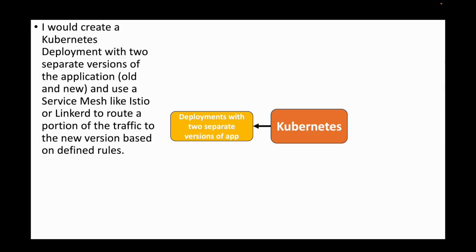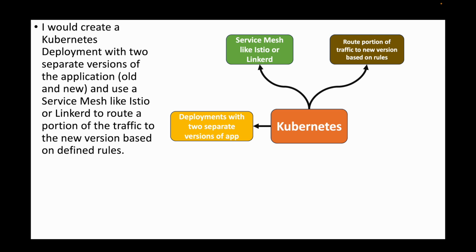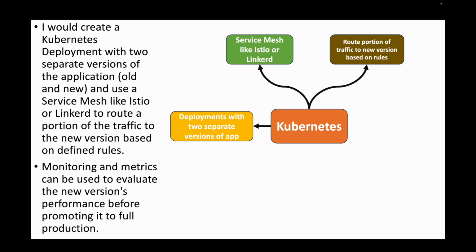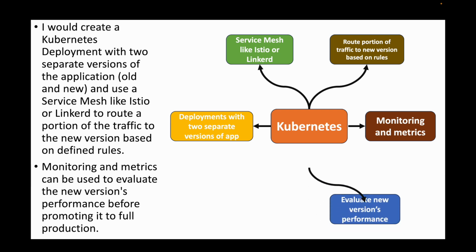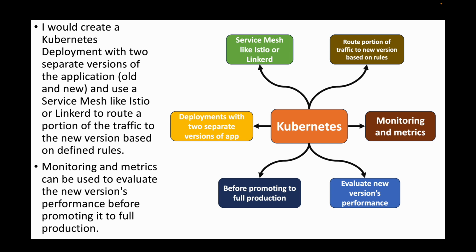And then we can make use of a service mesh like Istio or Linkerd to basically control the routing of a certain portion of the traffic to the new version of the application based on the rules that we can define. And then we can also start monitoring and looking at the metrics that can be used to evaluate how the newer version of the application is performing before we start promoting it to full production or to the full users of the application.